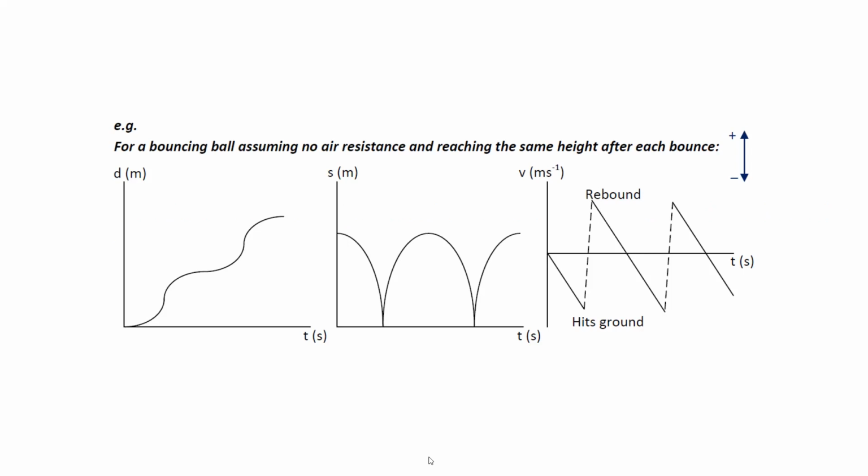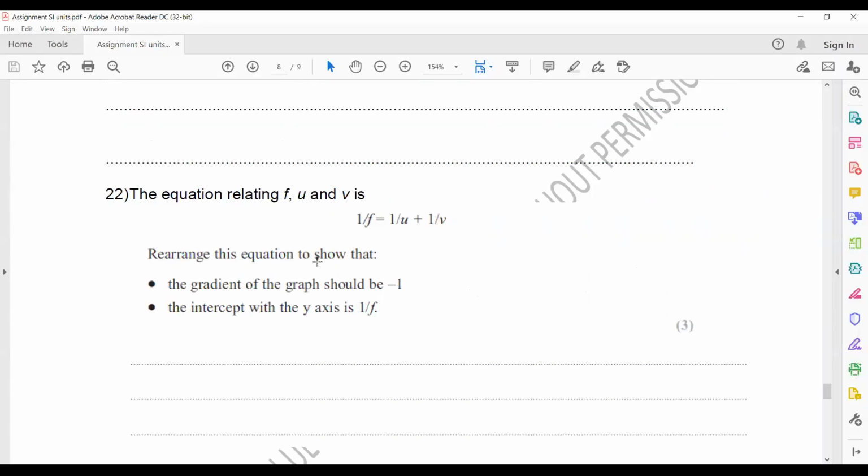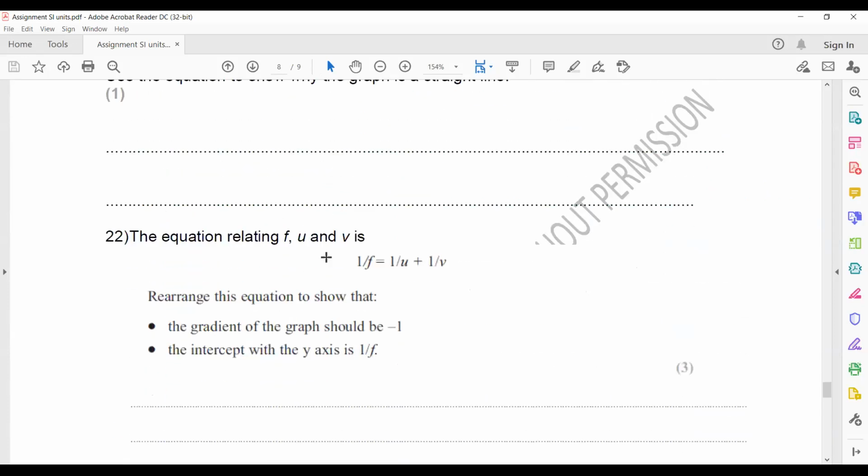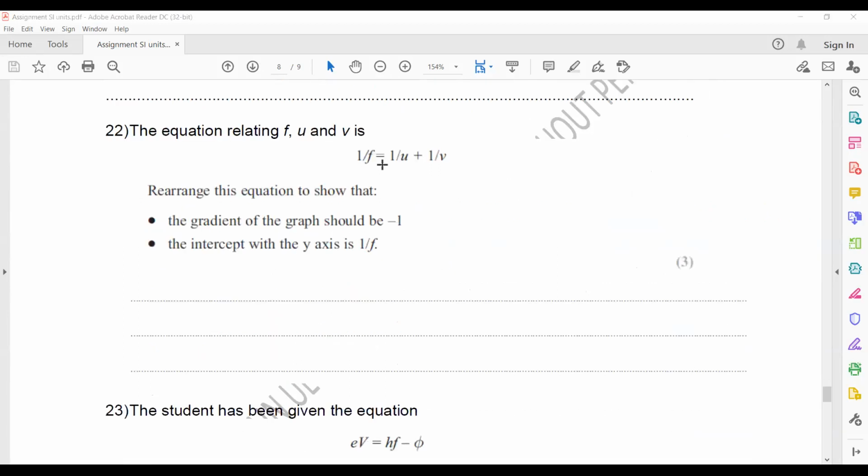Then the weekly homework: some questions are there, doubts related to that weekly homework. Questions 22, 23, and 24. And next time, try to submit this weekly homework on time so that I can discuss the doubts.